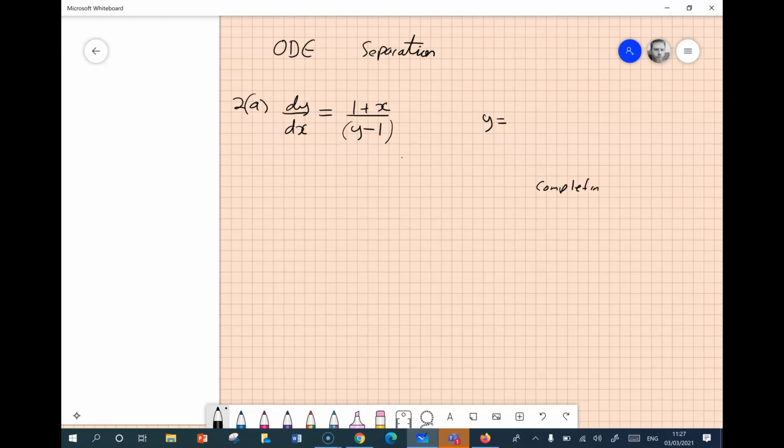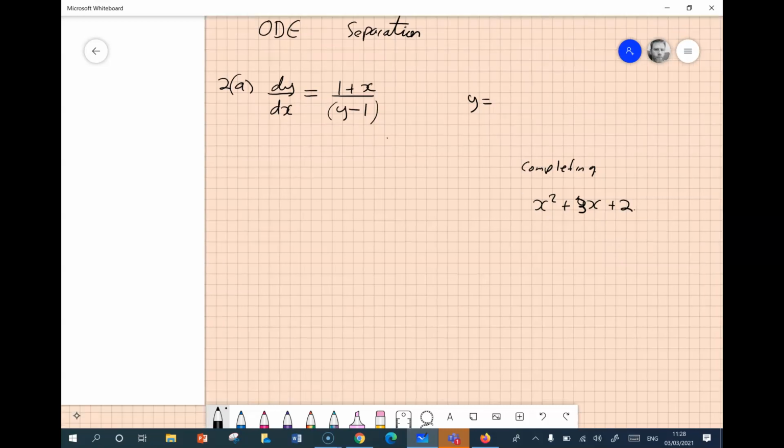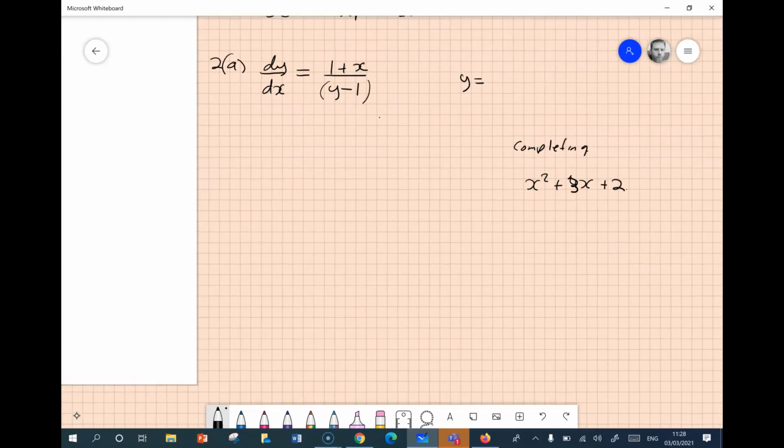Let me just explain completing the square to you. If you have any quadratic, let's say I have x squared plus 3x plus 2, there's a technique for completing the square which allows you to write it as a perfect square. So if you take the coefficient of x, half it, that gives me 3 over 2, and then square it, that gives me 9 over 4. I can rewrite my equation now as a perfect square. So I have my x squared plus 3x, and I still have my plus 2.